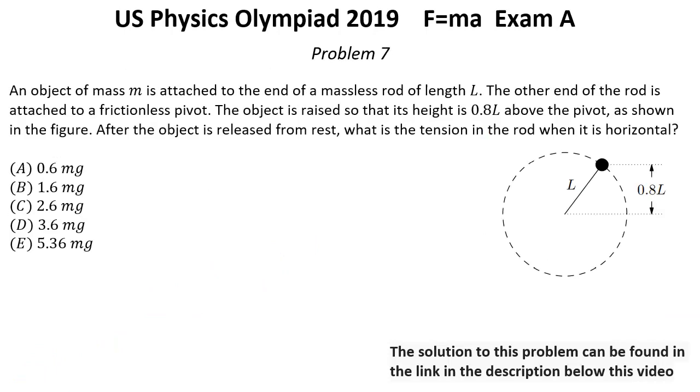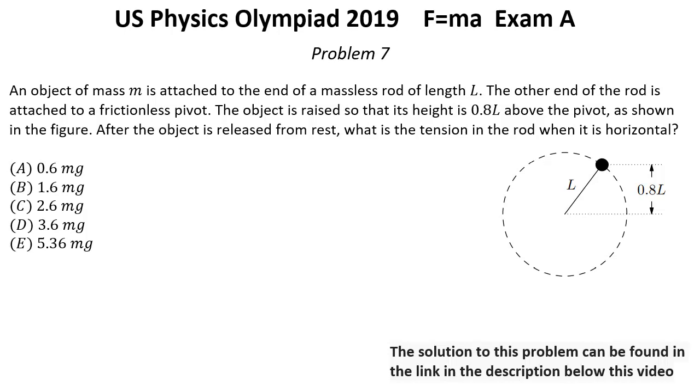Problem number 7. An object of mass m is attached to the end of a massless rod of length L. The other end of the rod is attached to a frictionless pivot. The object is raised so that its height is 0.8 L above the pivot, as shown in the figure. After the object is released from rest, what is the tension in the rod when it is horizontal? Solution for problem number 7.